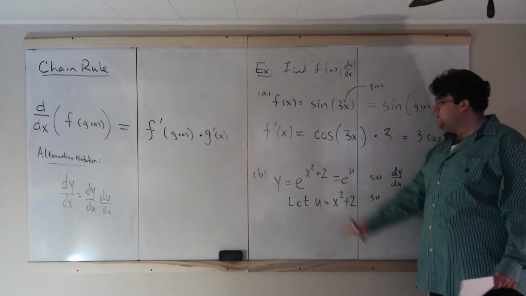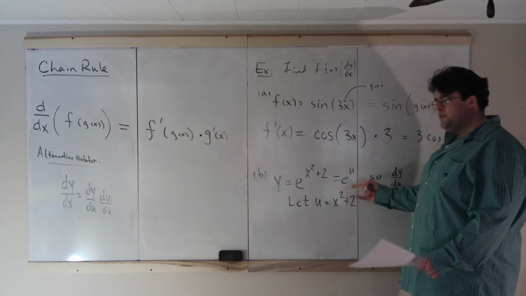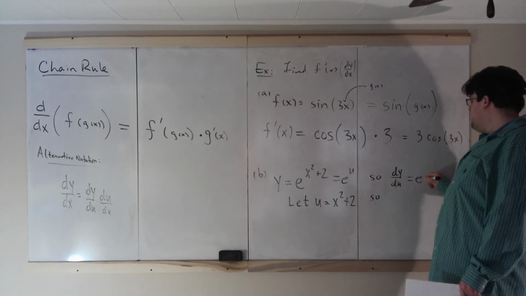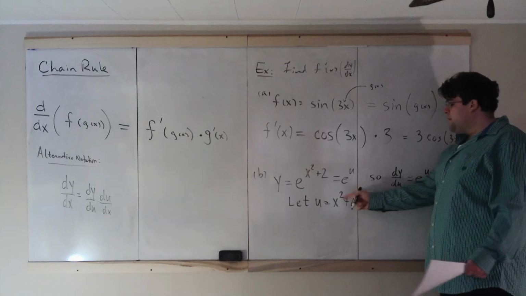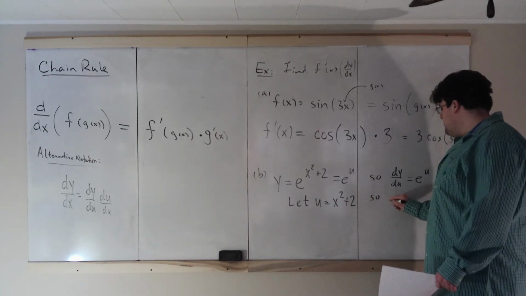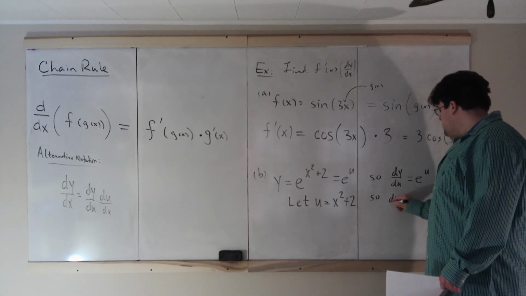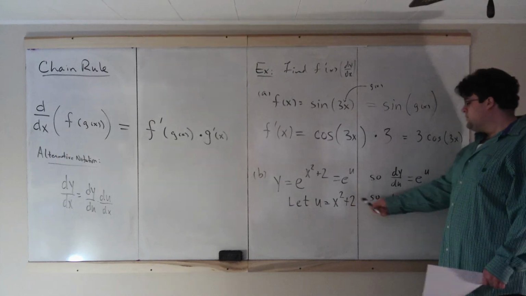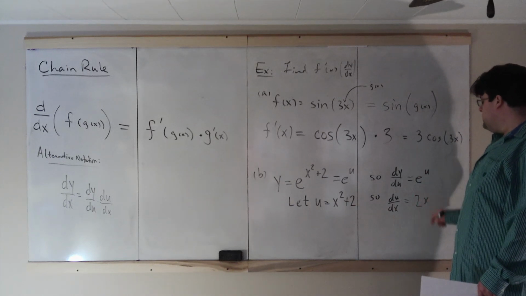What's dy du? Well, y is e to the x squared plus 2. Y is e to the u. Derivative of e to the u is itself. And how about du dx? U is now a function of x, and y up here is now a function of u. So du dx is 2x plus 0. So just 2x.